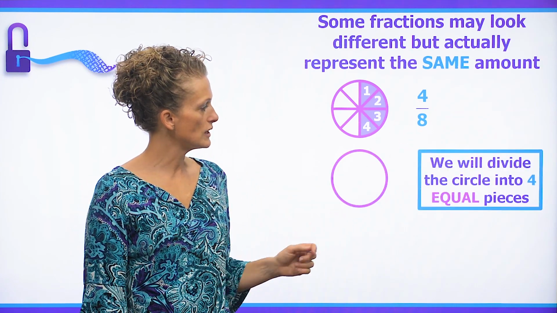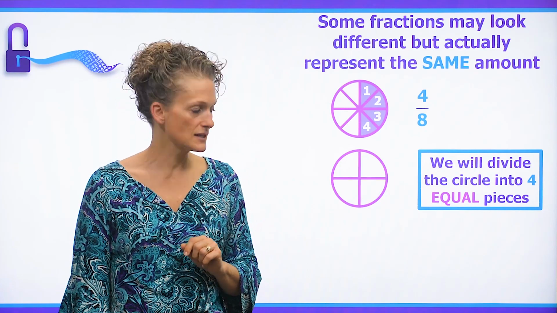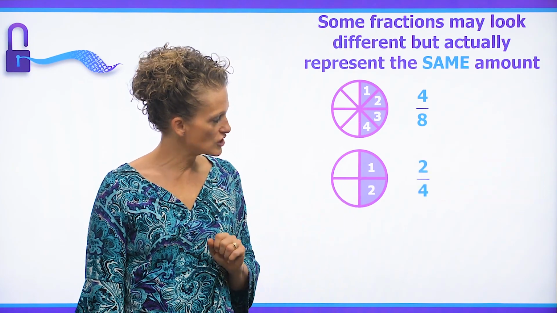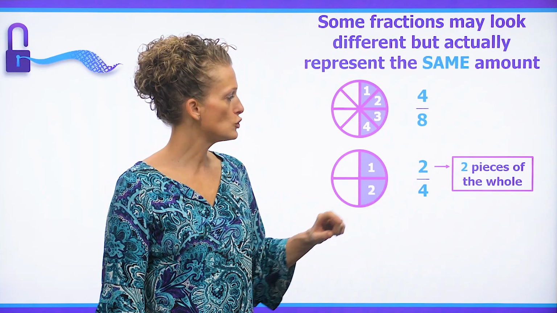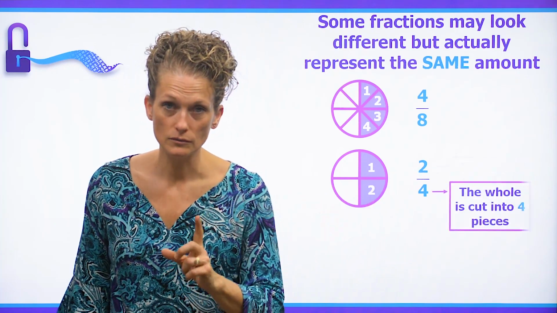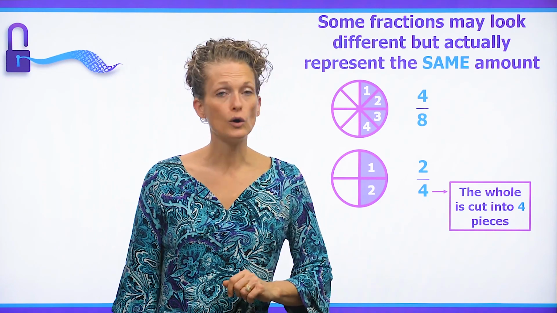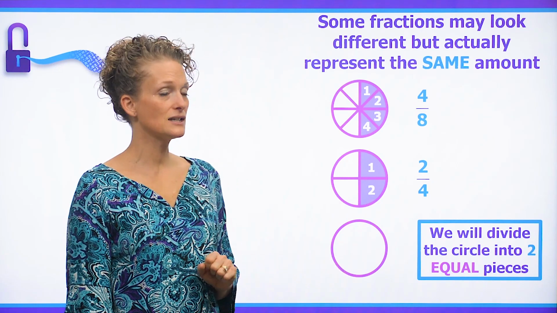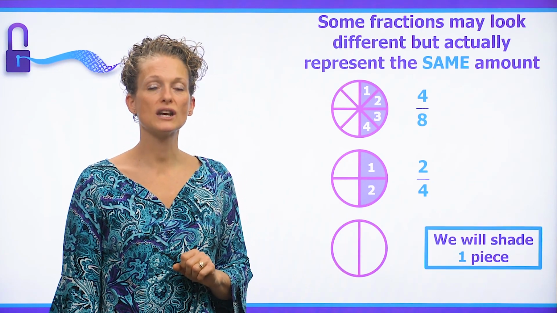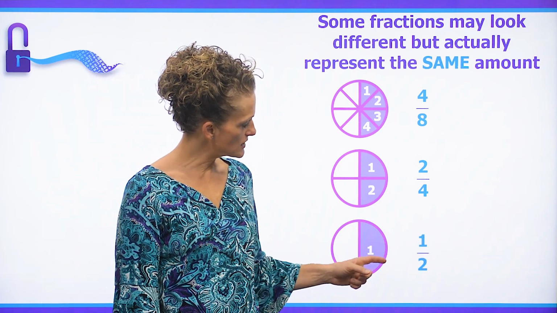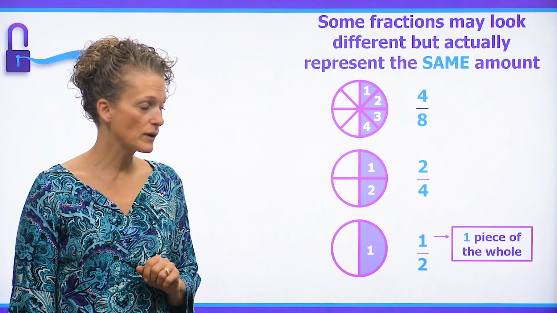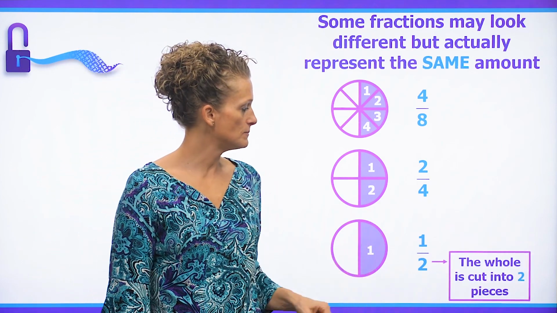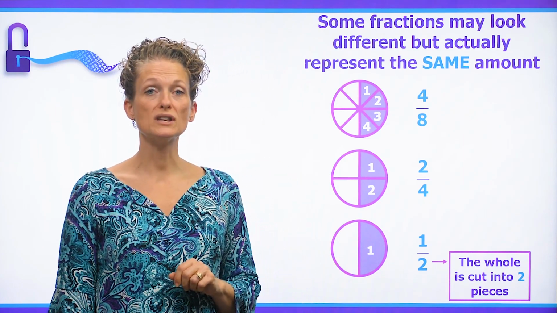Then we're going to take this circle and we're going to divide it into 4 equal pieces, and we're going to shade 2 pieces. So we've got 2 pieces shaded, which is 2/4. So 2 represents 2 pieces of the whole that are shaded, and 4, the whole is cut into 4 pieces. And finally, we're going to take this circle and divide it into 2 equal pieces, and we are going to shade 1 piece. So if we look at this fraction, it's 1/2, where 1 represents 1 piece of the whole, so that's the part that's shaded, and the 2 represents the whole is cut into 2 equal pieces.